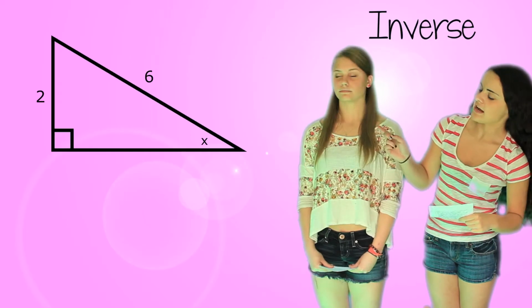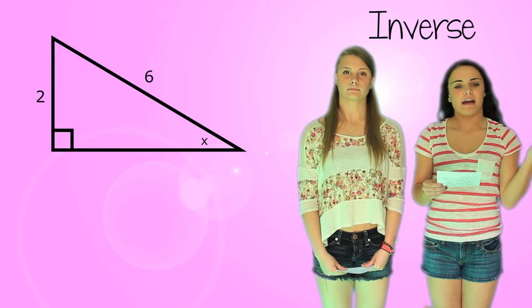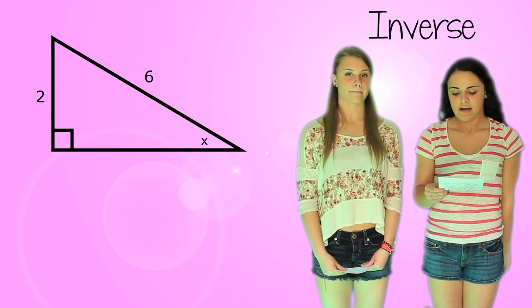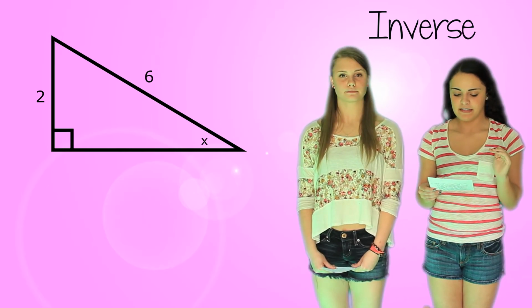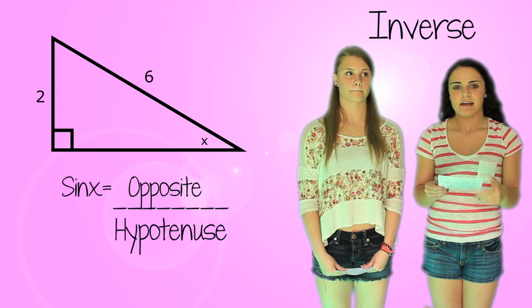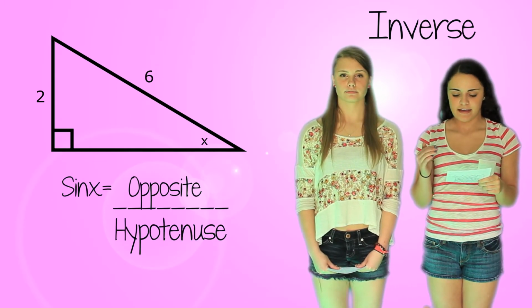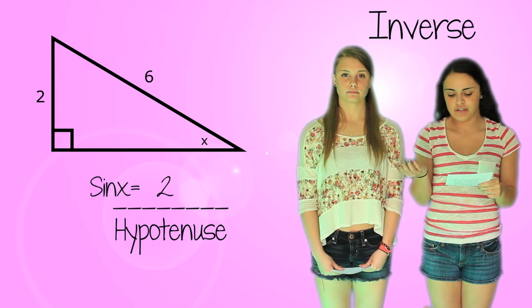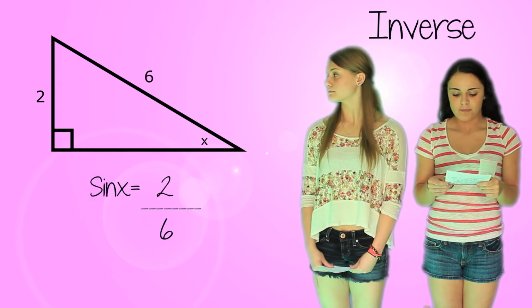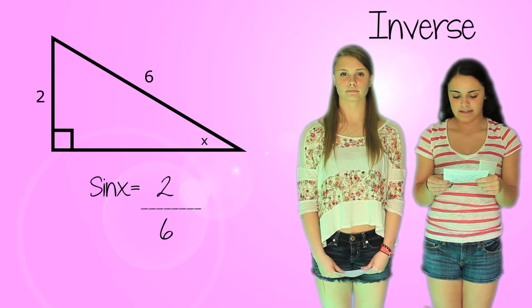For example, if you have a triangle like this one over here, with the hypotenuse and one of the legs given, and you're trying to find the angle opposite of the given leg, your formula would then be sine x, because you don't know the angle, equals opposite leg over hypotenuse. Let's say the opposite leg is 2 and the hypotenuse is 6. So it would be sine x equals 2 over 6.